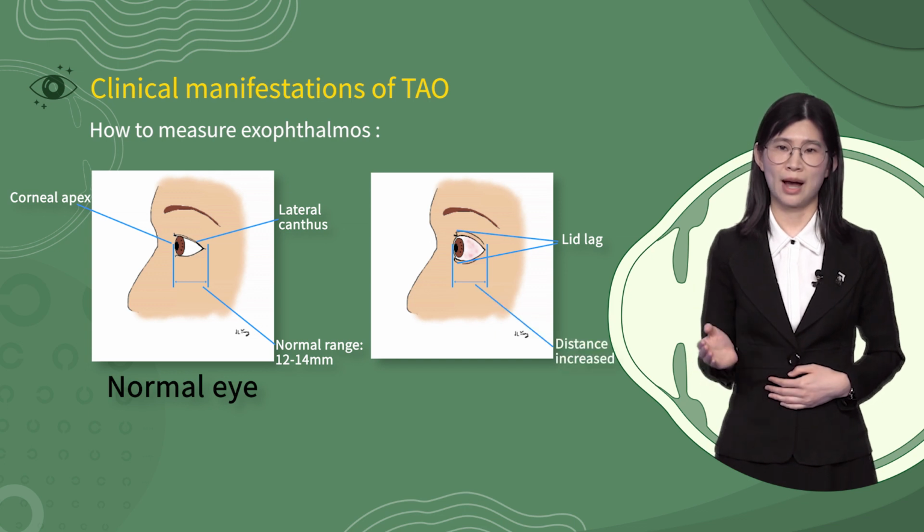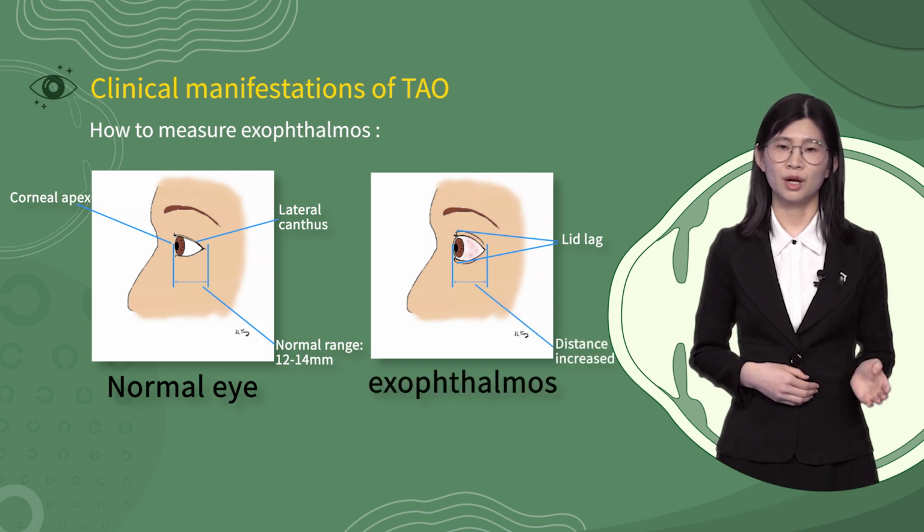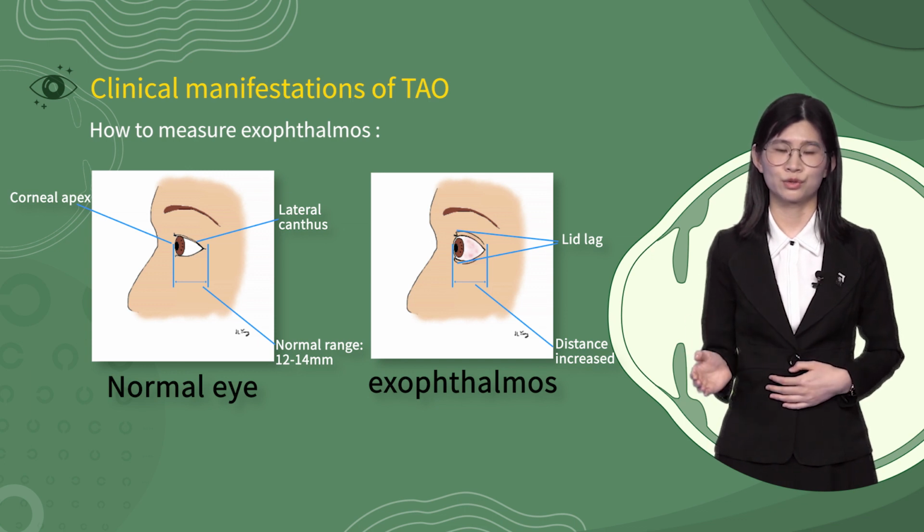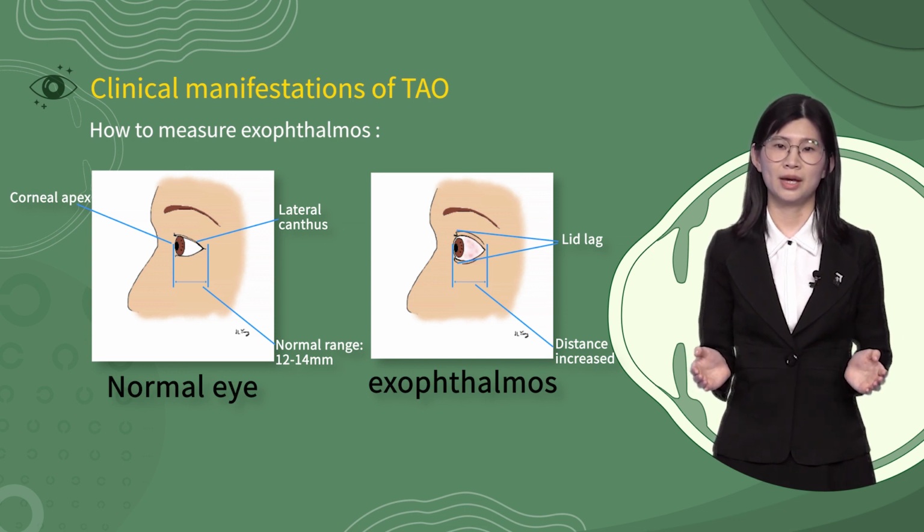For patients with hyperthyroidism, the symptoms of exophthalmos develop faster. In some patients, after hyperthyroidism is controlled, the exophthalmos will be reduced, while in others, it may become worse.